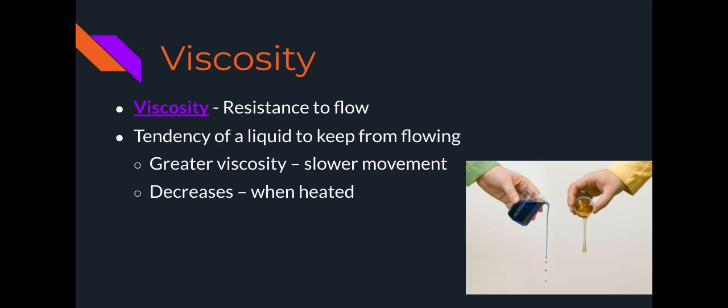Viscosity will actually decrease when heated. So if you take some corn syrup or honey and you heat it up, it's going to be able to flow much more quickly, and that's because the viscosity is going to decrease when heated.